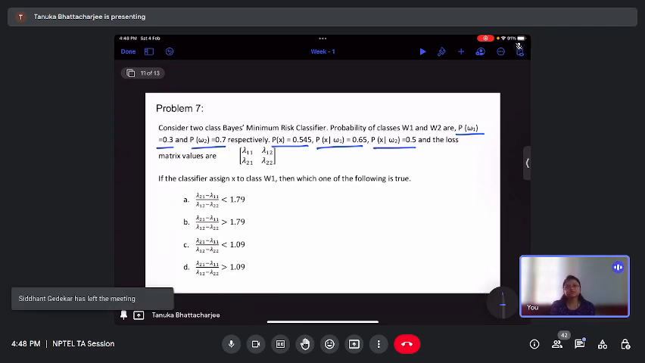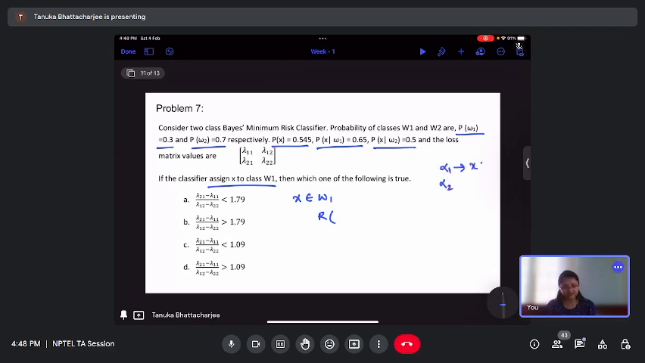Now, it has been mentioned here that the classifier assigns x to class omega 1, then which of the following is true? So, according to the Bayes minimum risk classifier, if your x is being assigned to class omega 1, let us say we take the two actions alpha 1 and alpha 2 as x element of omega 1 and x element of omega 2. These are the two actions.